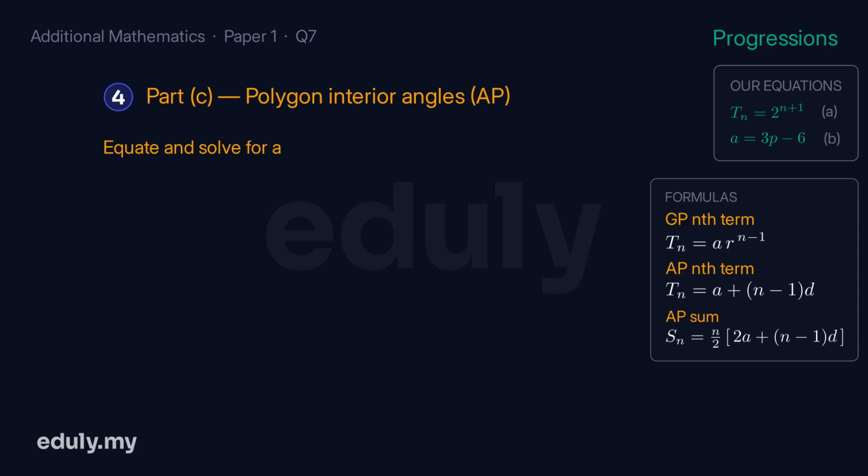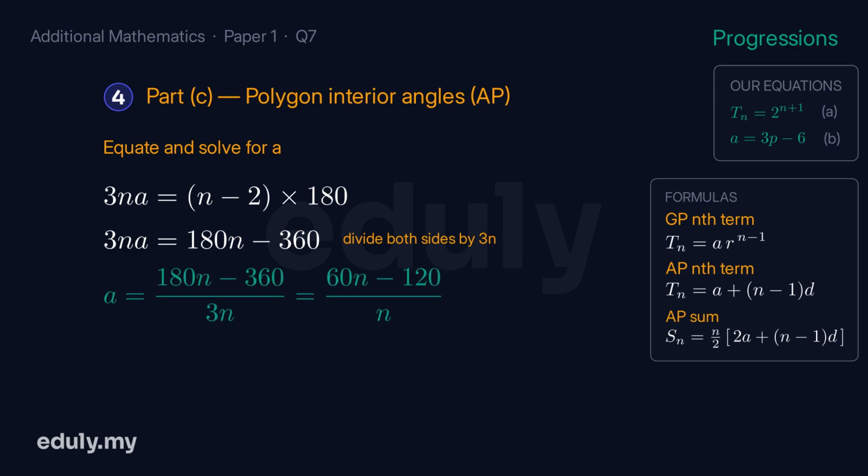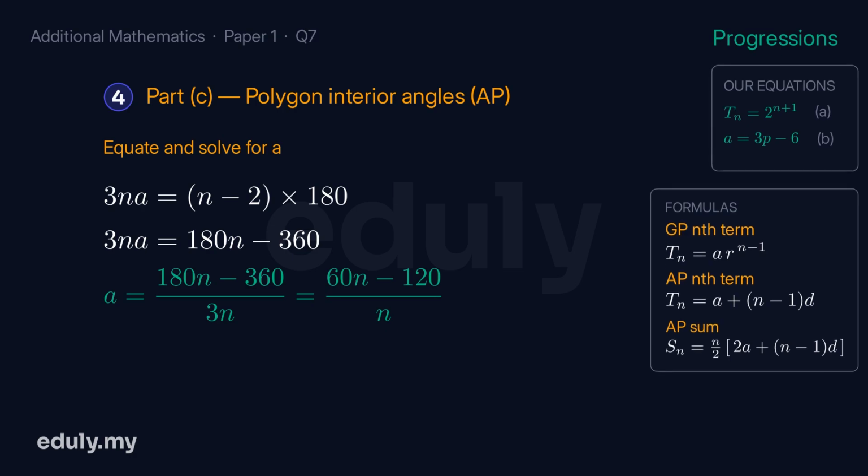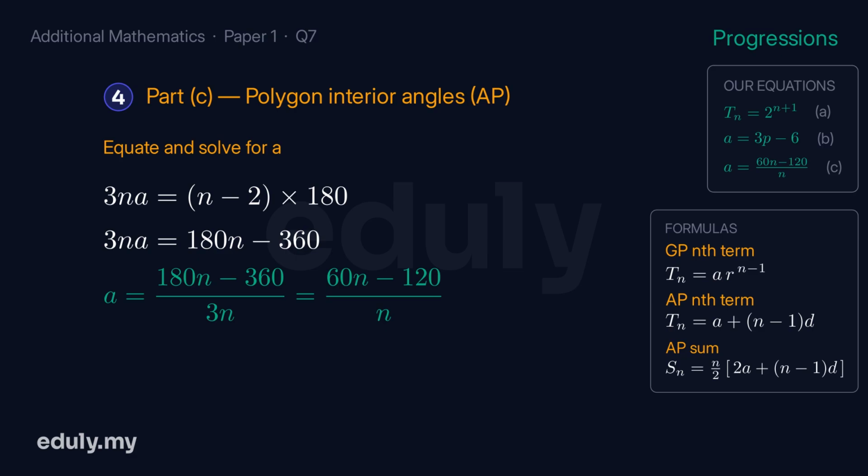Now equate the two expressions. 3na equals n minus 2 times 180. Expand the right side. Divide both sides by 3n and simplify. a equals 60n minus 120 all over n. Park the final result for Part C.